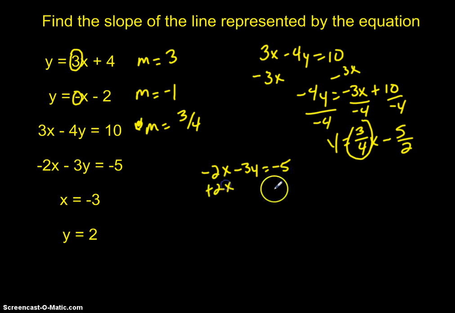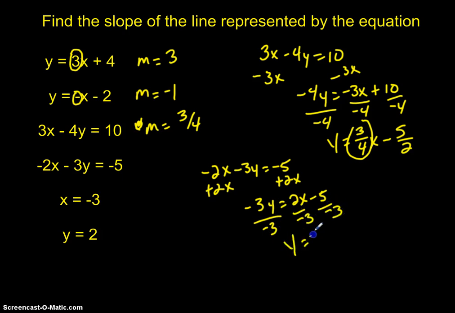Okay, next one: negative 2x minus 3y equals negative 5. I'm going to add 2x to both sides. I get negative 3y equals 2x minus 5. Solving for y, I want to get rid of the negative 3. I have to do that by division. I get y is equal to negative 2/3 x plus 5/3. I don't care about this, I only care about this, the number in front of x. That is the slope. m is equal to negative 2/3.